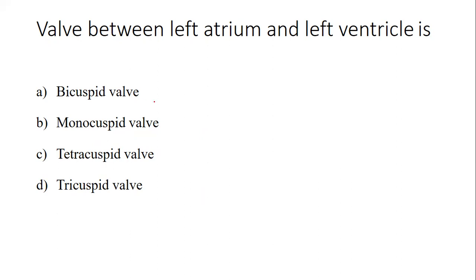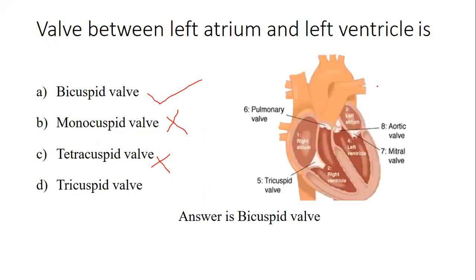From the 4 options, we can exclude 2 options because there is no valve named monocuspid or tetracuspid. So we can exclude these 2 options directly. Then there will be 2 options, bicuspid or tricuspid. We know that the tricuspid will be present between the right atrium and right ventricle. So the correct option is bicuspid valve.